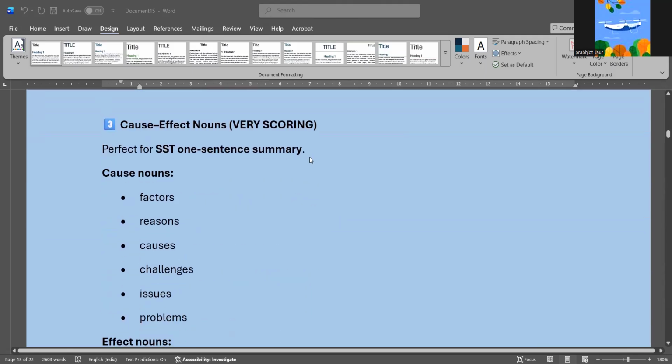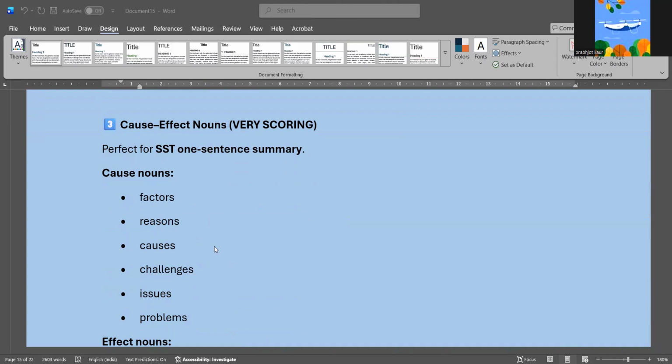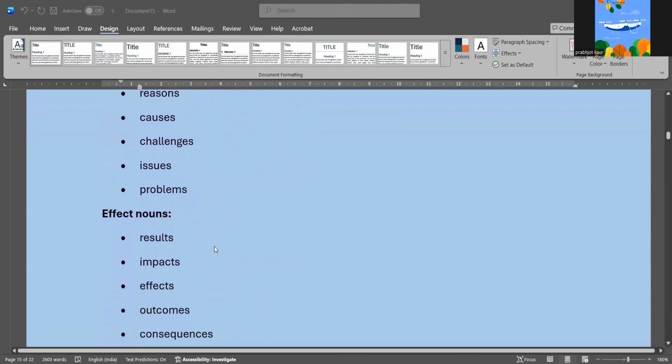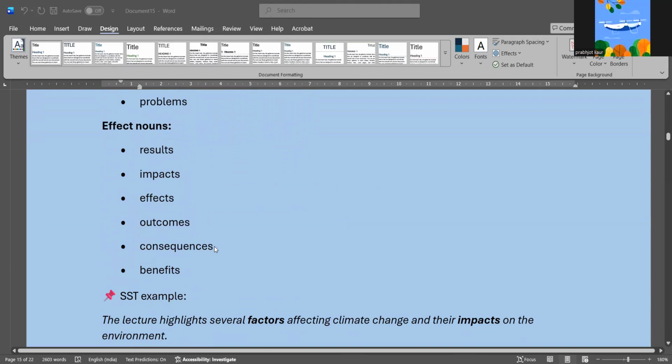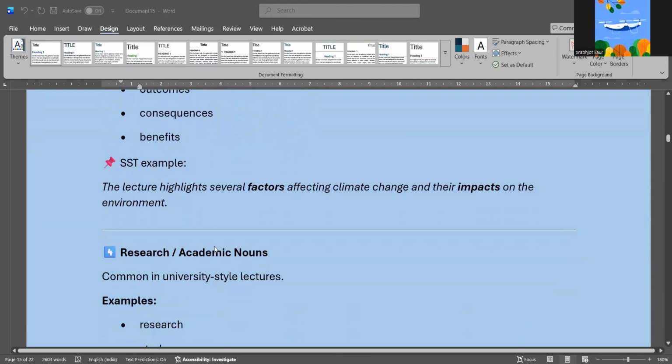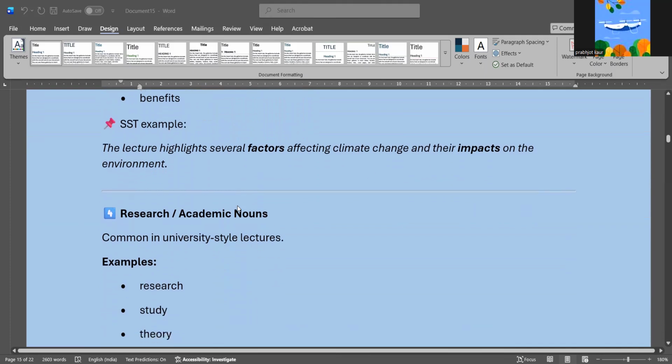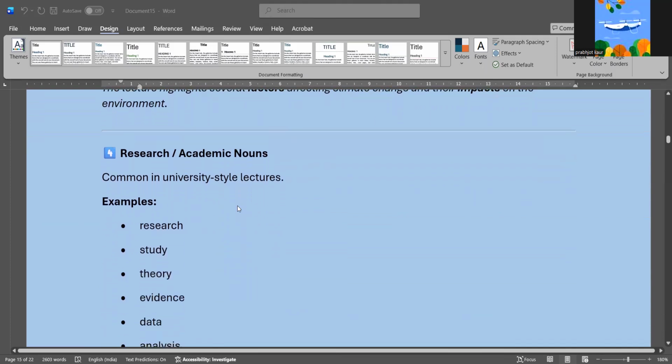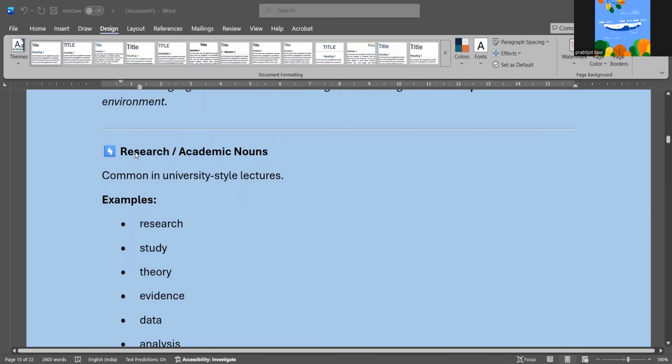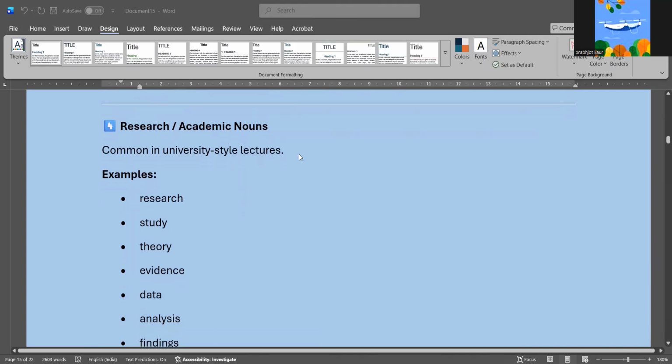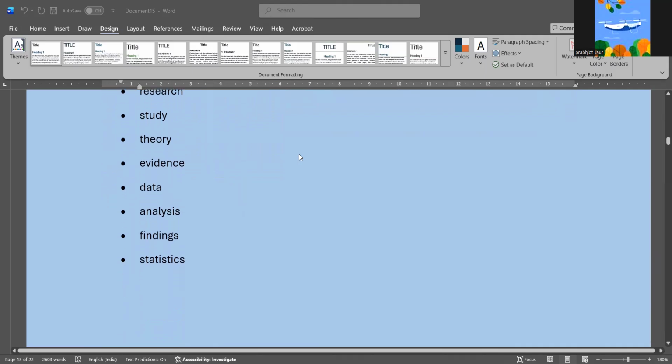Cause and effect nouns are very scoring. These types of nouns are very effective for SST. Cause nouns are like factor, reasons, causes, challenges, issues, problems, and effect nouns are like result, impact, effects, outcome, consequences, benefits. So here is an example you can write in your notebook. Here are research and academic nouns. You can see some examples of them.